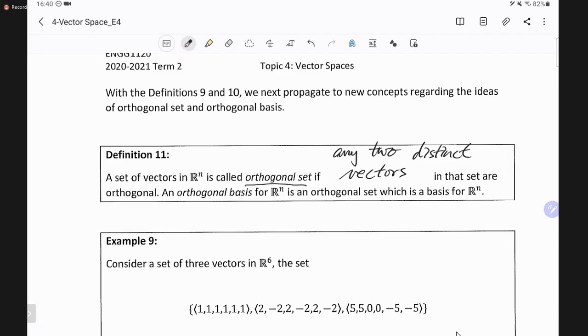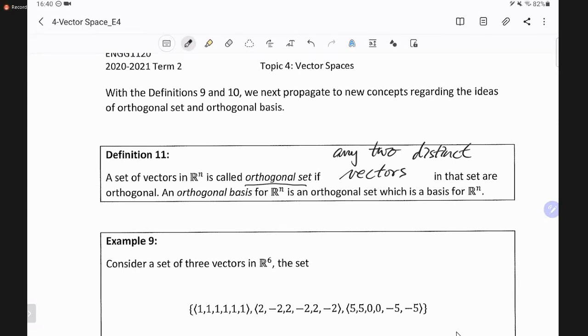Okay, sorry for that. For this set, in order to claim the set of vectors to be an orthogonal set, this is the first thing in Definition 11. And then I also want to build from this idea of an orthogonal set.